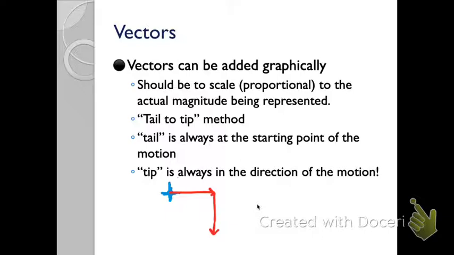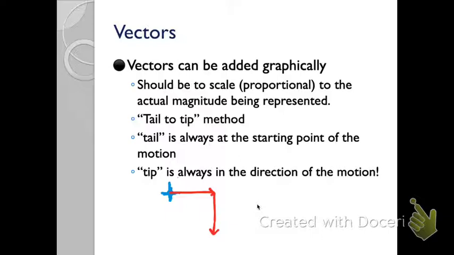That's called the tail to tip method. You are going to have to be able to do this correctly. You're going to have to be able to add vectors and draw them correctly like this. So when we say tail to tip, it just means drawing one vector right after the other. You don't start over again at the origin. Okay, so tail to tip.